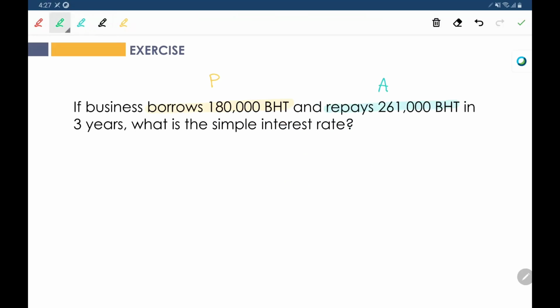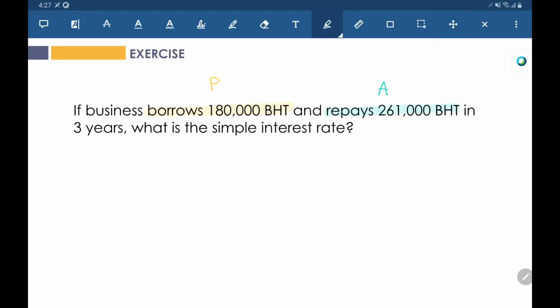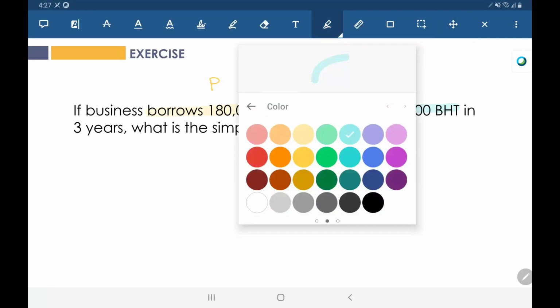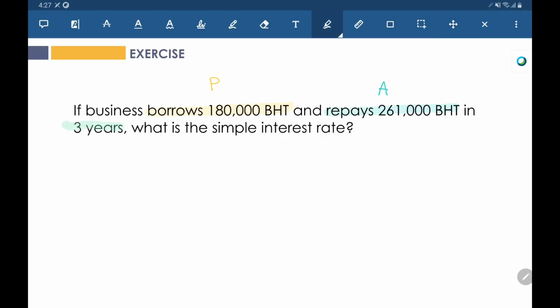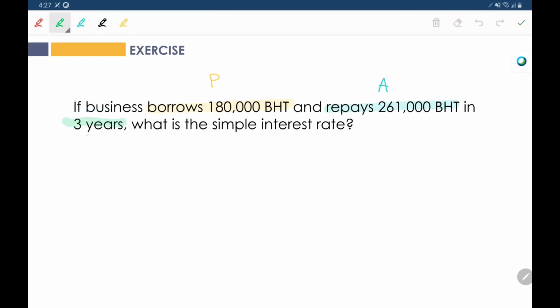How long? For 3 years. This is the time. What the question asks is the simple interest rate. It means they asked you for the rate of interest. From this information, and as you know, the future value is equal to the principal times 1 plus the rate and time.